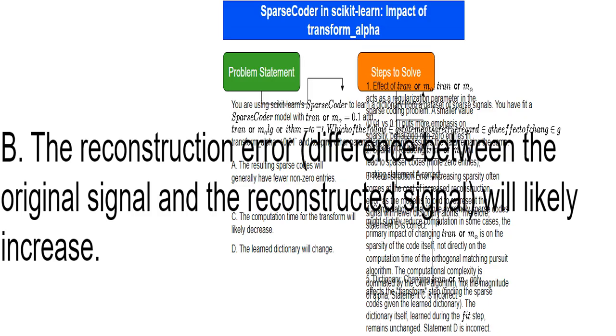Intuitively, you might think that fewer non-zero entries means faster computation. However, the dominant factor affecting computation time here is the algorithm itself, not the sparsity level. Changing transform_alpha doesn't significantly alter this.